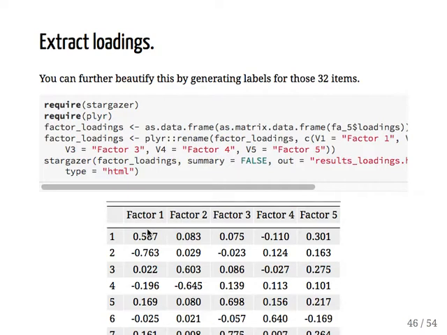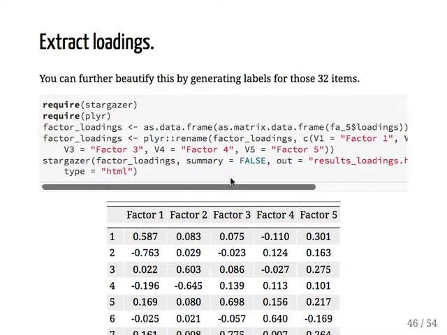Now we can extract all those loadings and we can try to make pretty tables. This is not the prettiest table, but we're getting somewhere. In this case, I use Stargazer and Flyer. What we get is we can get the loadings like this. So we get the loadings from our object, from our 5-factor object.